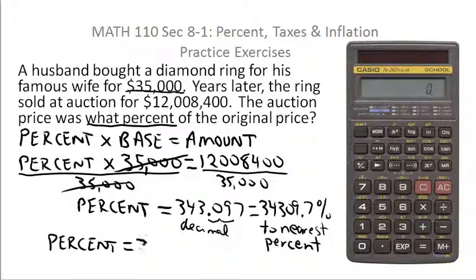so to the nearest percent, that would be 34,310%. So that auction price of a little over $12 million represents over a 34,000% increase in price over those years.